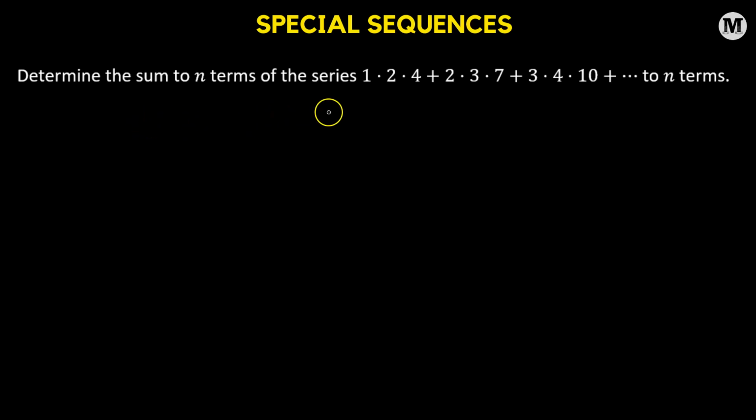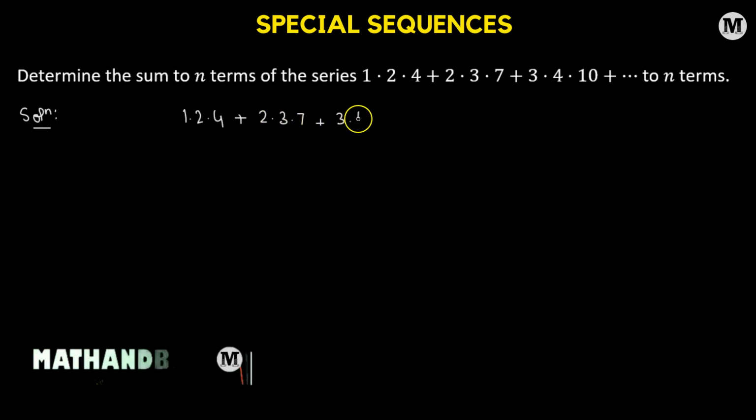Determine the sum to n terms of the following series. Okay, let us begin. So here we have a series given by 1 multiplied by 2 multiplied by 4. This will be added to the second term, which is 2 multiplied by 3 multiplied by 7, added to 3 multiplied by 4 multiplied by 10, and then we have the rest of the terms.